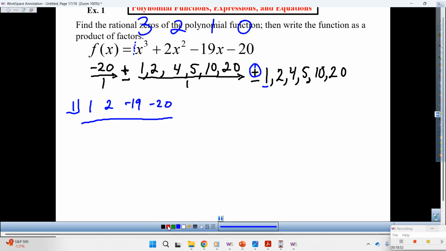All right, let's do the division. Bring down the 1. Here we go. What is 1 times 1? 1 combined, that's 3. What is 1 times 3? 3 combined, that's negative 16. What is 1 times negative 16? Negative 16, and that is negative 36. Guess what? Look up. Cross this one out and write not a 0.